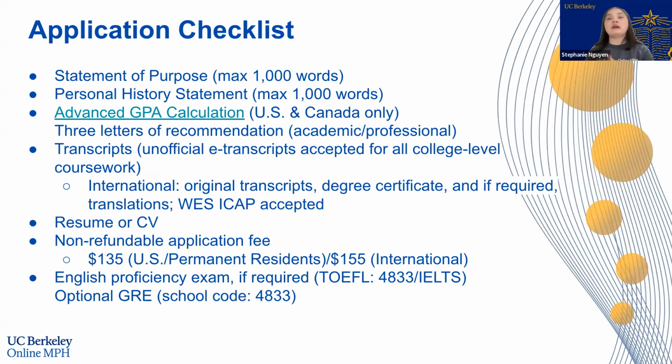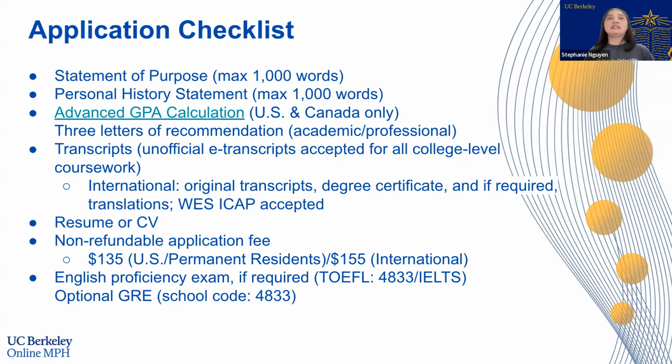So the application checklist, this is a quick overview. And again, each slide will have some more details around this. So I'll just give a quick overview of this. We ask for two statements, a statement of purpose and a personal history statement. And we have an advanced GPA calculation worksheet. So this is very unique to our program. And there are 3 letters of recommendation that we ask students to submit. Transcripts as well, from all institutions that you've attended.